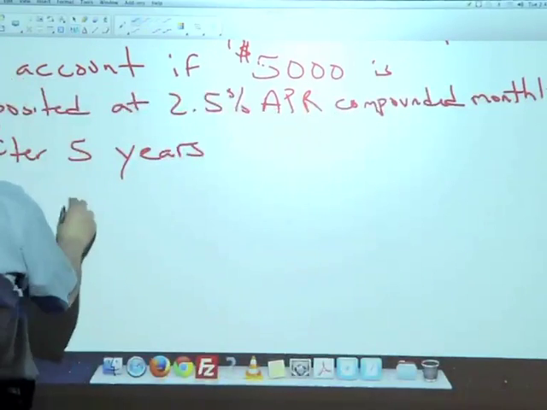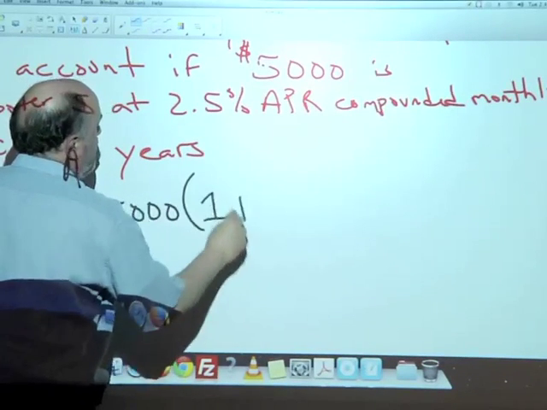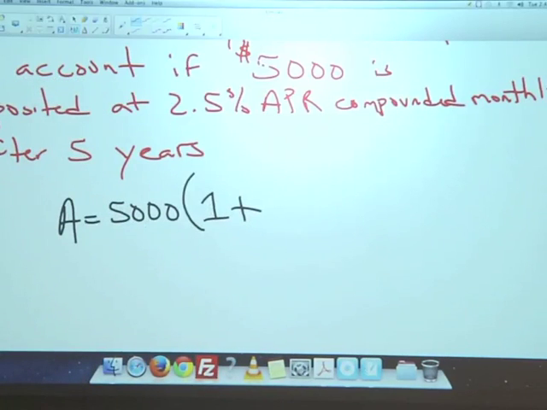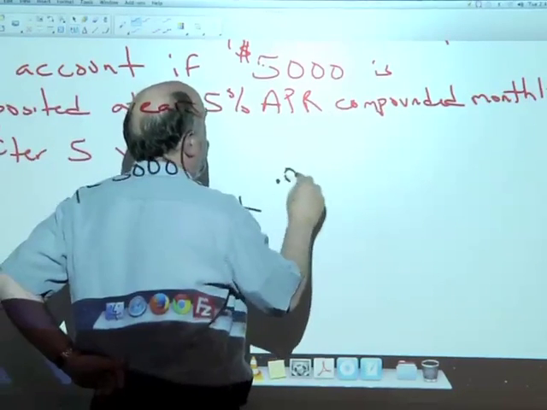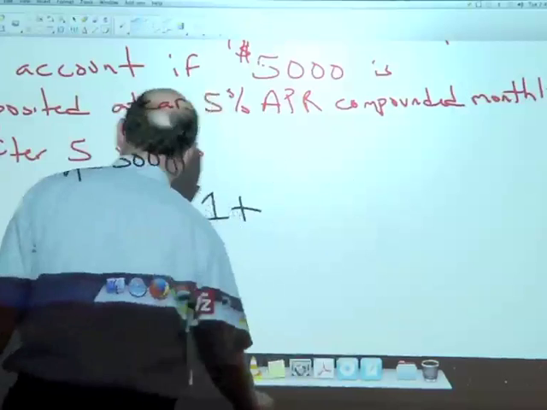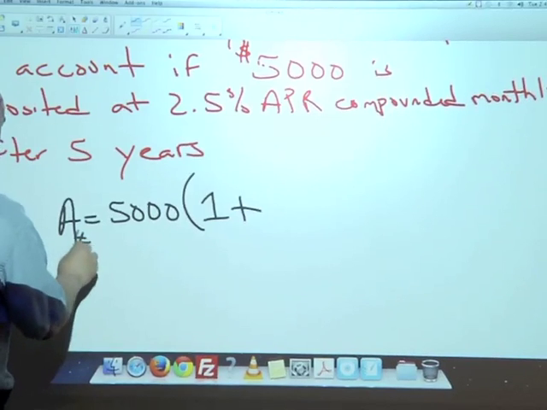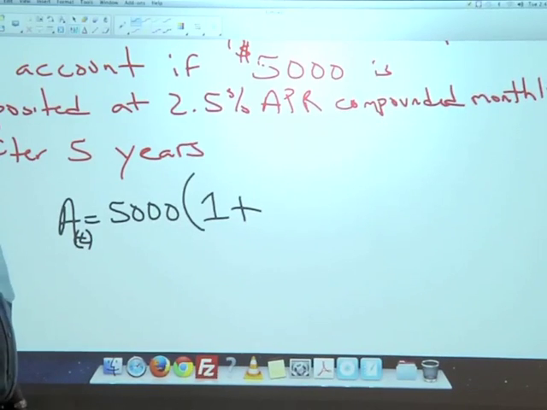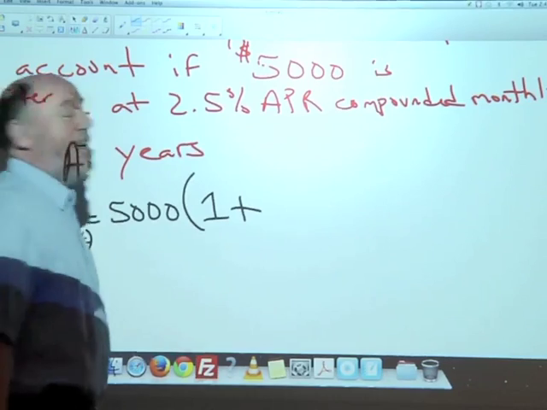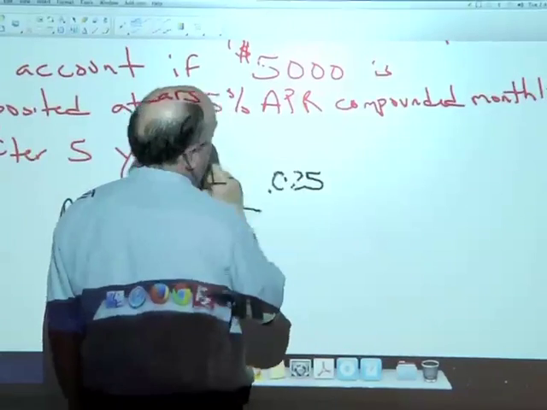So A is going to equal 5,000 times 1 plus, well, what is 2.5% as a decimal? 0.025. What about the sub T that is by the big A? Shouldn't that be there? Or don't we really need it? All right, so 2.5% as a decimal is 0.025.